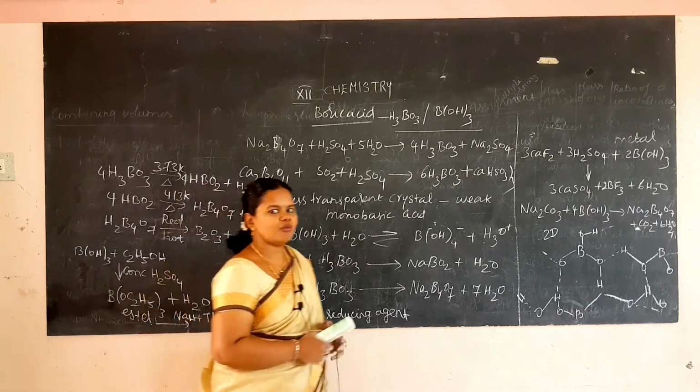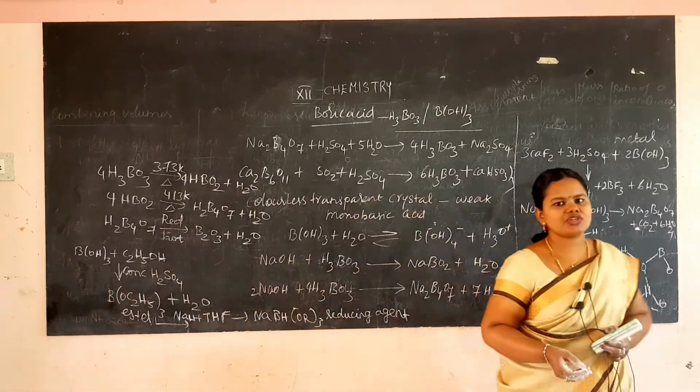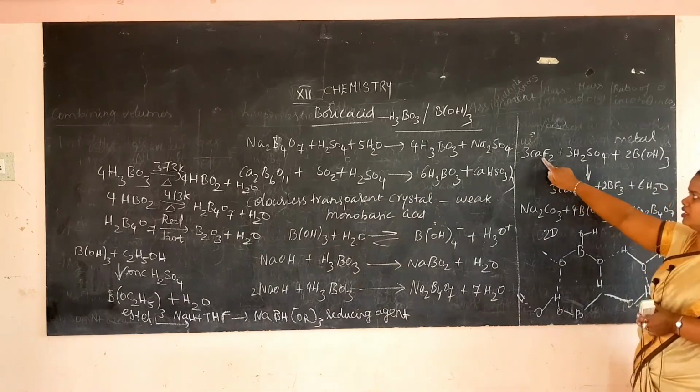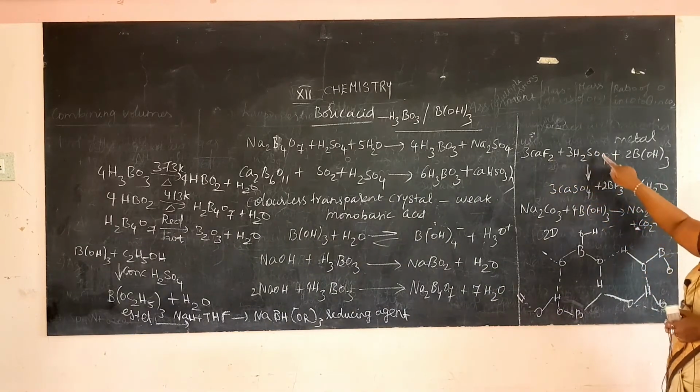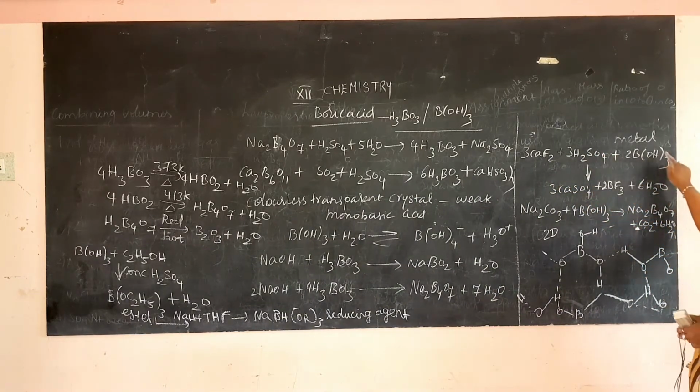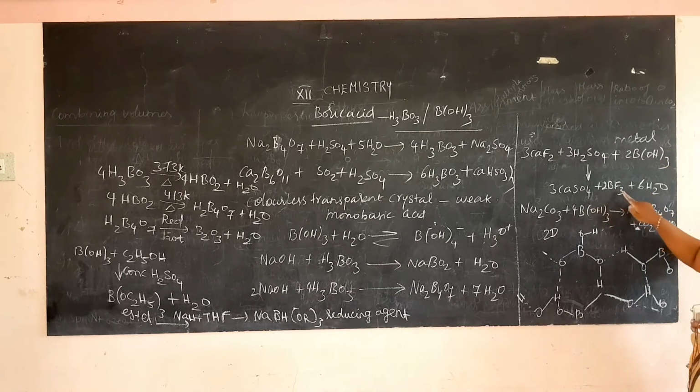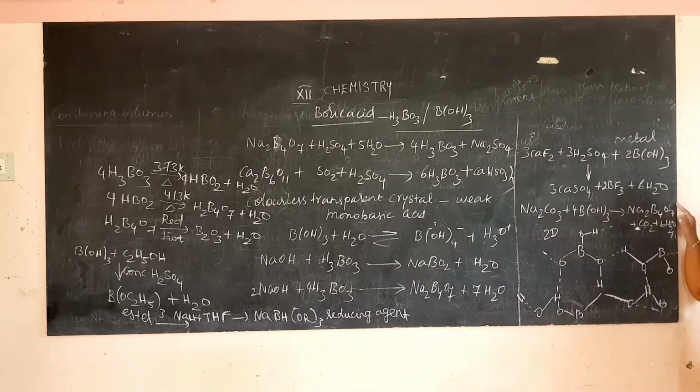Then the formation of boron trifluoride. Here you can see calcium fluoride, when it reacts with sulfuric acid and boric acid, will give calcium sulfate plus boron trifluoride plus water.